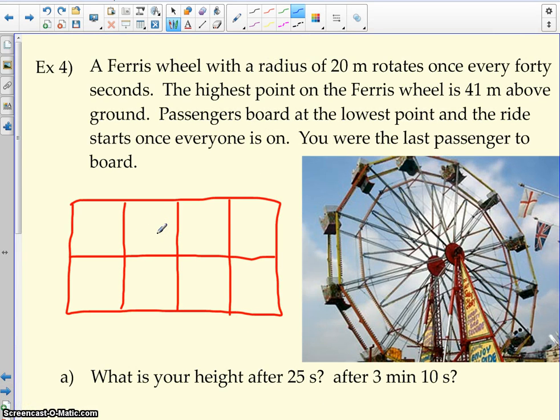Let's take a look at a more typical real-life example here. So we have a Ferris wheel that rotates every 40 seconds. We have the highest point above the ground. We have the radius. We know the passengers board at the bottom, and the ride starts and everyone's on. You're the last passenger to board.